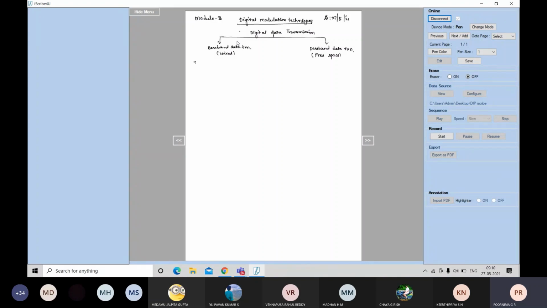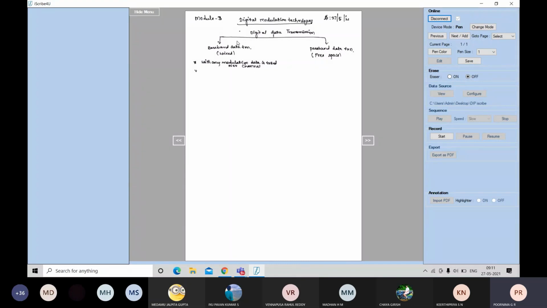So what are the advantages and the disadvantages? Let us see with the baseband data transmission. When you go for this baseband transmission, the data is transmitted over a channel without any modulation. Data is transmitted over channel without any modulation. First difference you should understand.